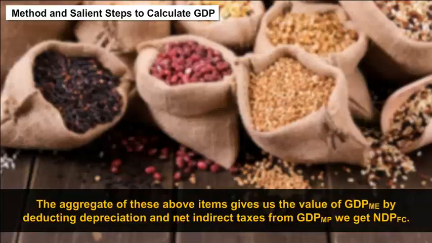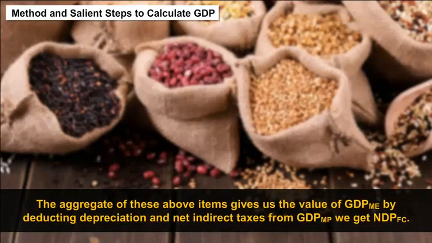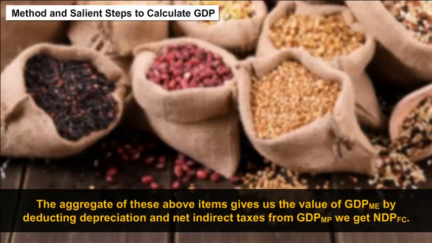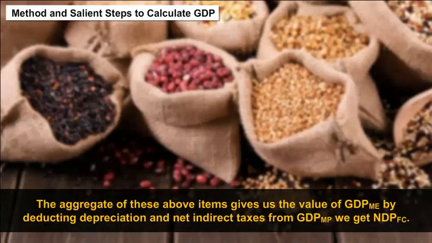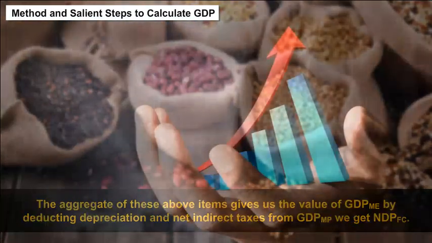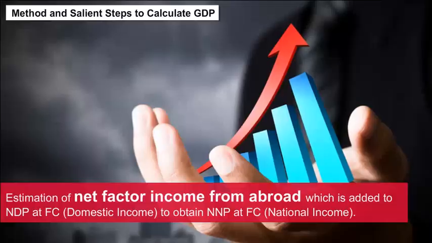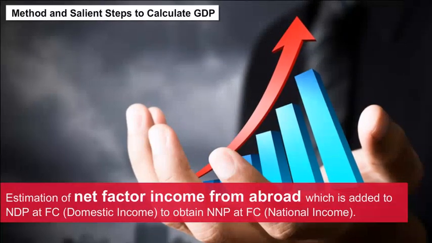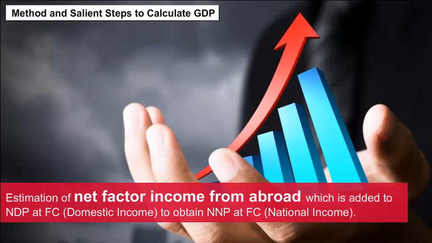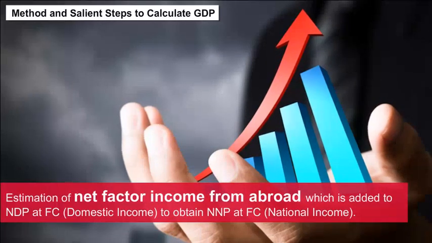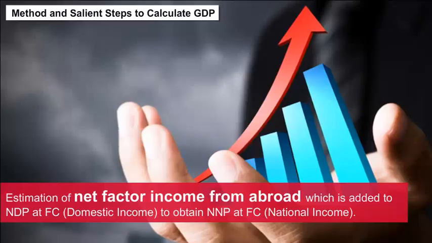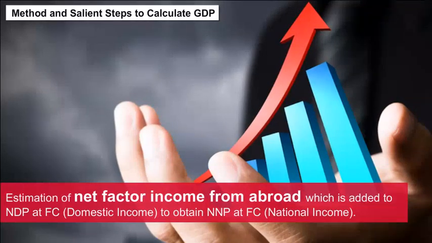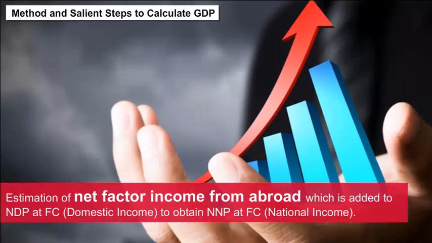By deducting depreciation and net indirect taxes from GDP at MP, we get NDP at FC. 4. Estimation of net factor income from abroad, which is added to NDP at FC, domestic income, to obtain NNP at FC, national income.